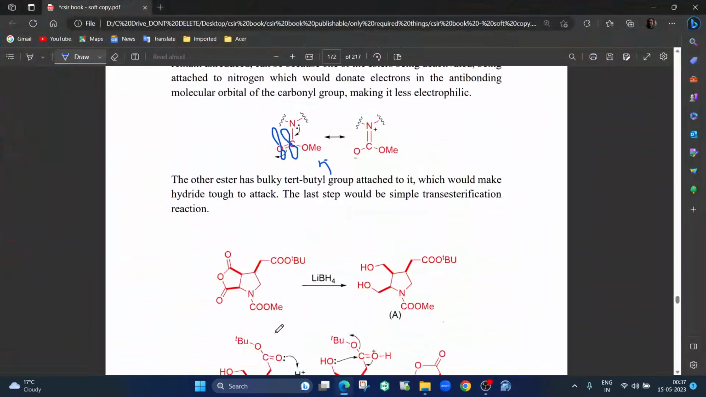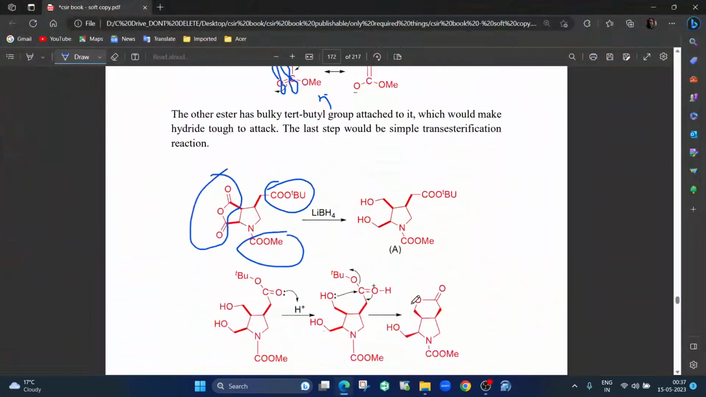And apart from that, what happens here? This part, tertiary butyl, is very, very bulky. So it will not allow BH4 minus to come close to it, and therefore these two parts don't get reduced, and only this anhydride part gets reduced, and you're getting this, right?